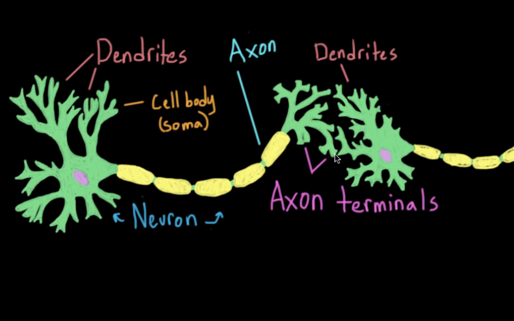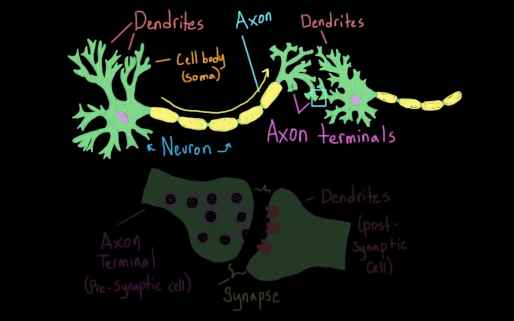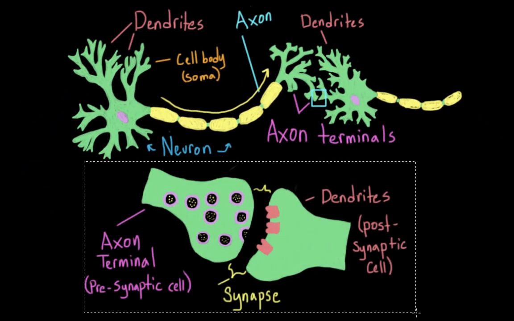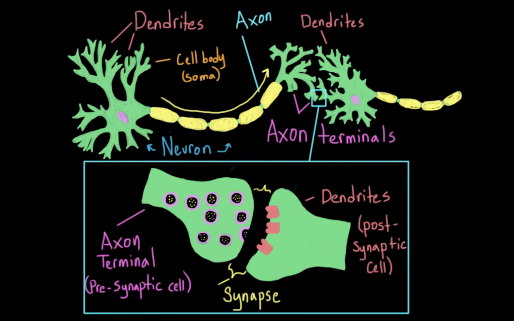But these cells aren't really touching. And the electrical signal, the action potential, it can't actually jump between these cells. So how does the message get from one cell to the next? When the action potential reaches the axon terminal, the electrical signal is actually changed into a chemical signal. And here's how it works.